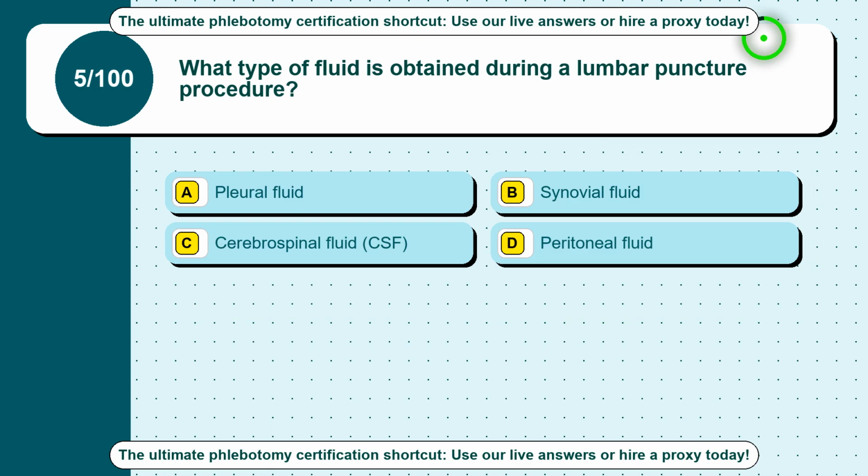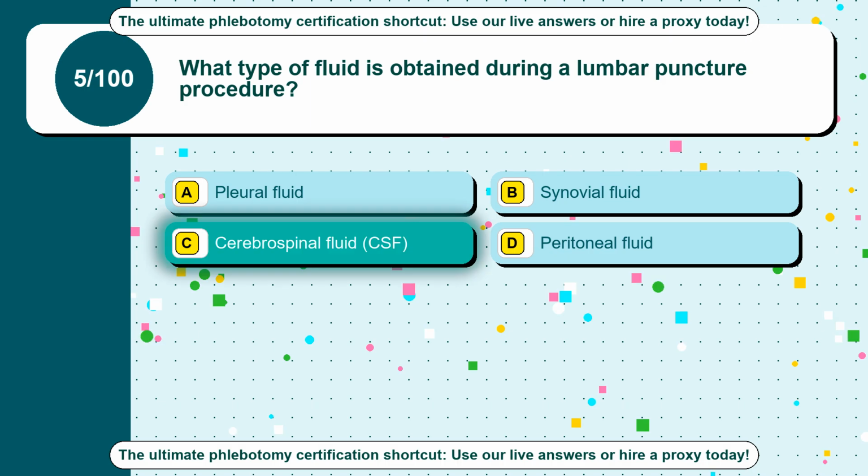Question 5. What type of fluid is obtained during a lumbar puncture procedure? Option A. Pleural fluid. Option B. Synovial fluid. Option C. Cerebrospinal fluid, CSF. Option D. Peritoneal fluid. The correct answer is option C.